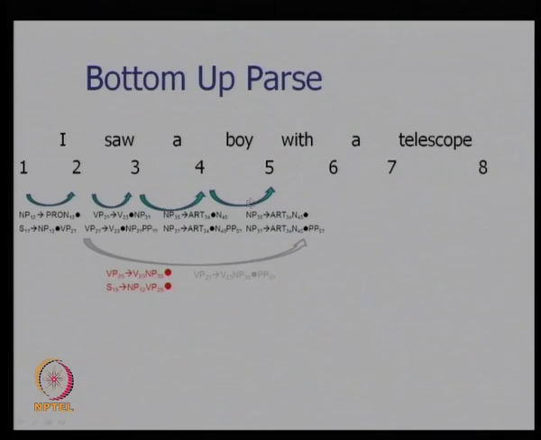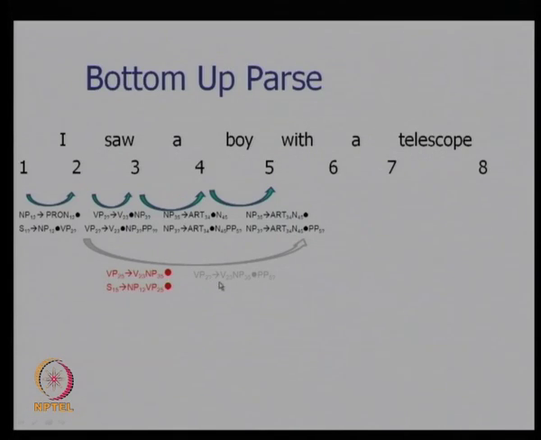3 and 5 is a boy, and thereby a verb phrase is resolved between 2 and 5, saw a boy, and thereby a sentence is resolved between 1 and 5, I saw a boy. And it is indeed true, because I saw a boy is a complete sentence segment or a complete sentence actually within the whole sentence.